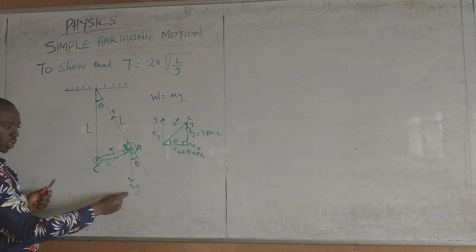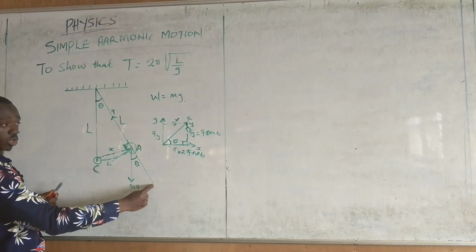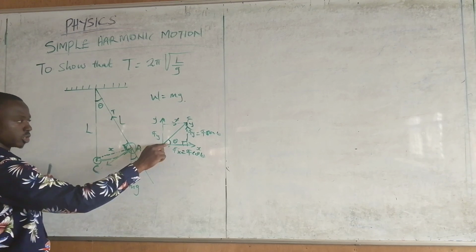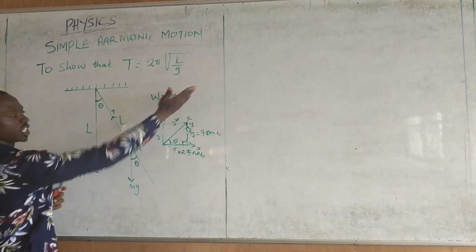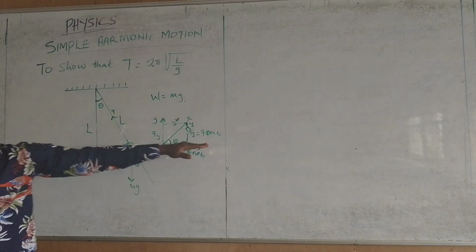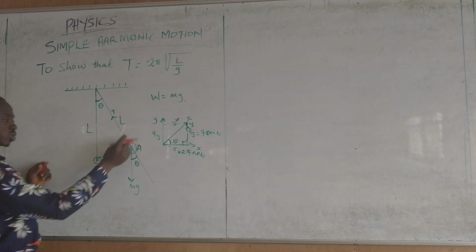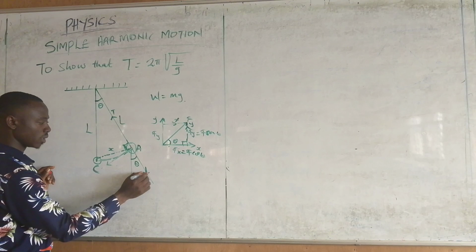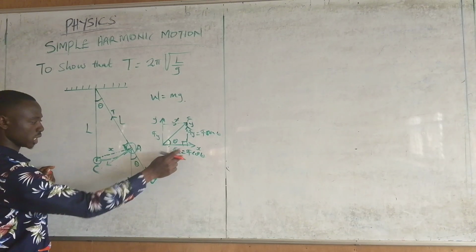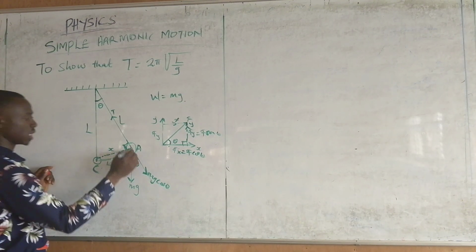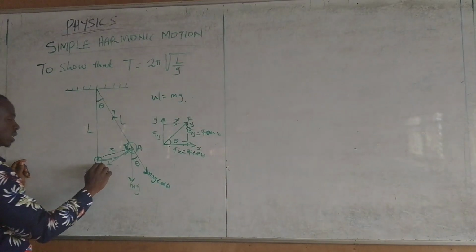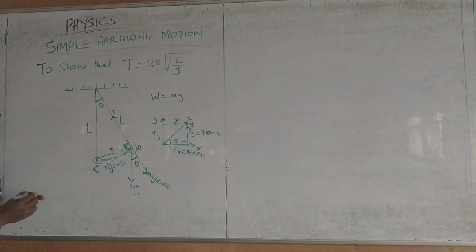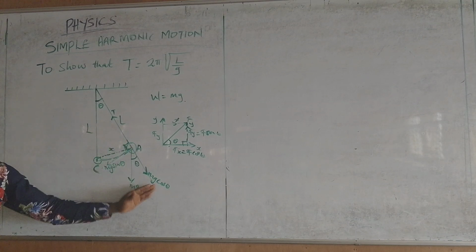So if I want to resolve this one now along this line, it's going to be cos, because this mg is making an angle with this line, just like F is making an angle with this line. Then if I resolve along here, I'm going to have mg cos theta. Then the force along here is going to be mg sine theta. So this weight has now been resolved along here and along here.